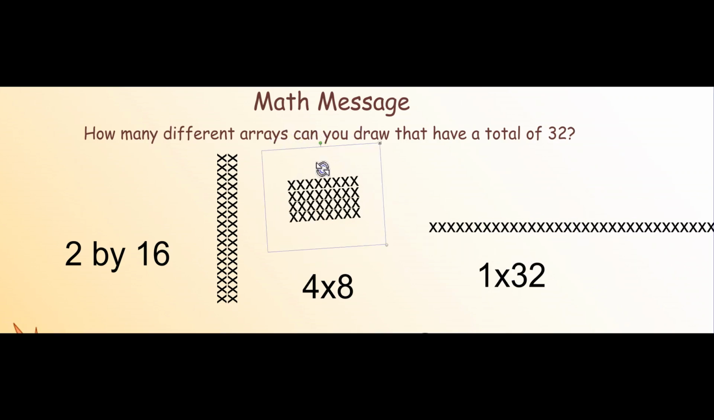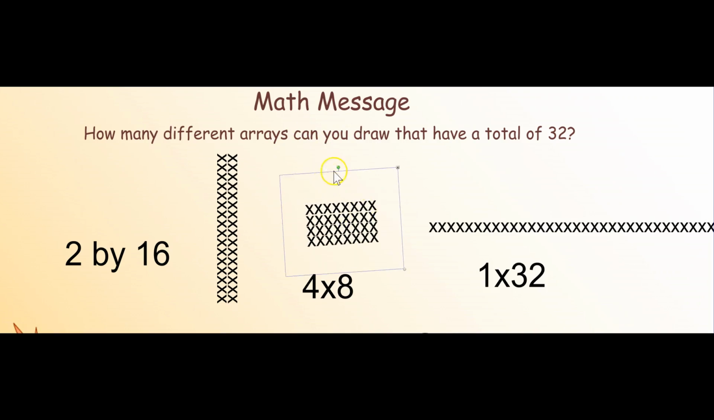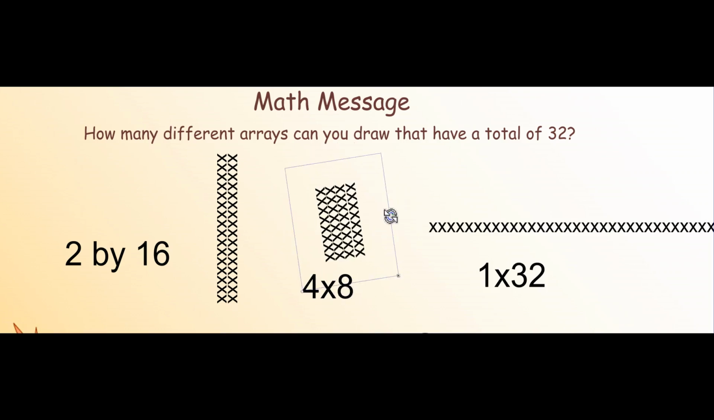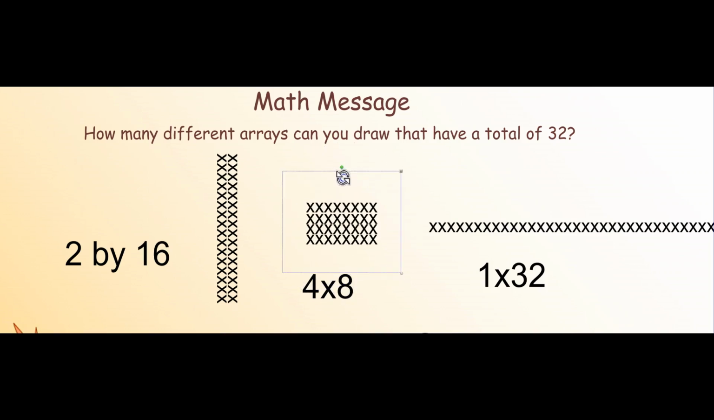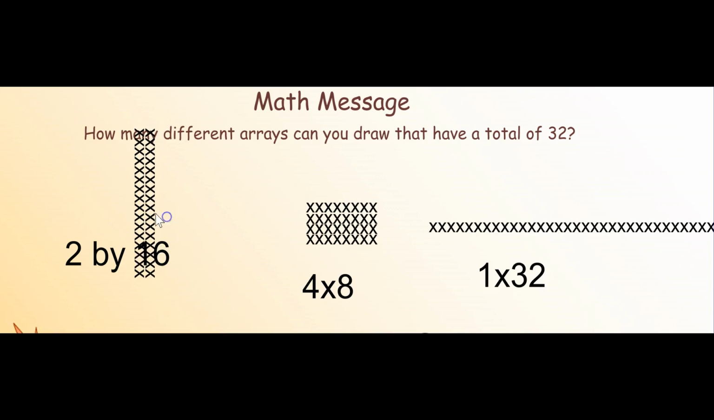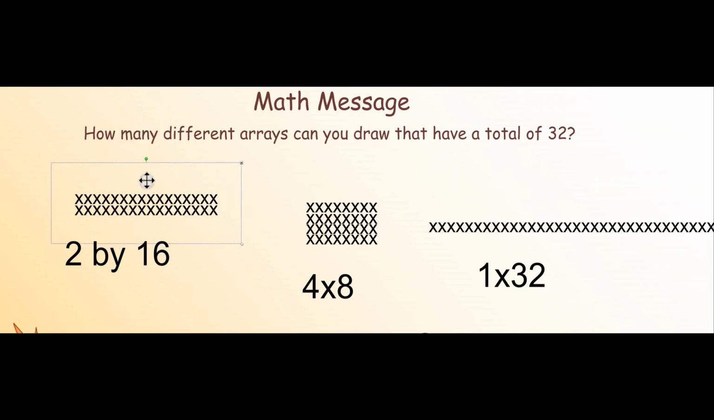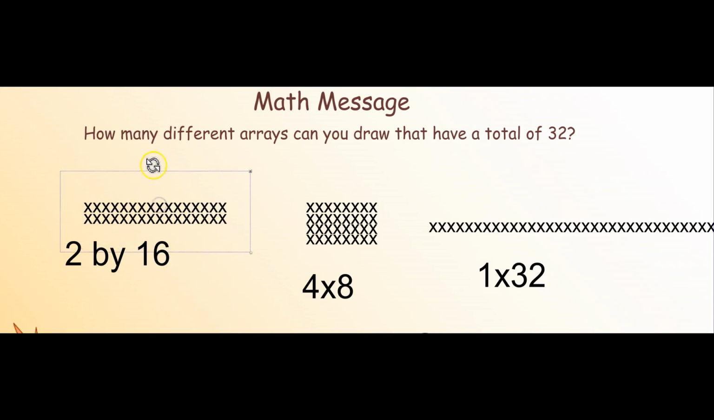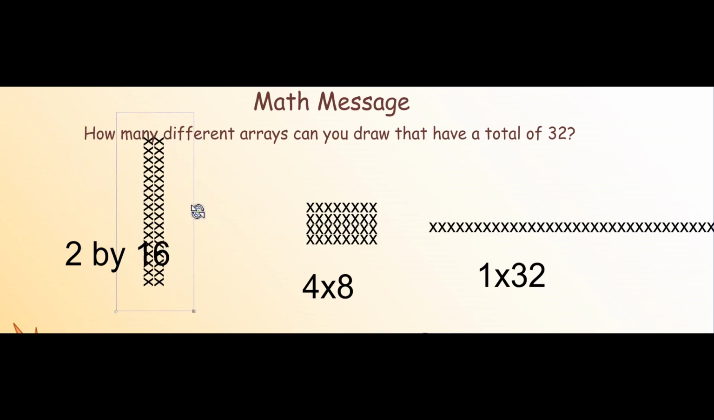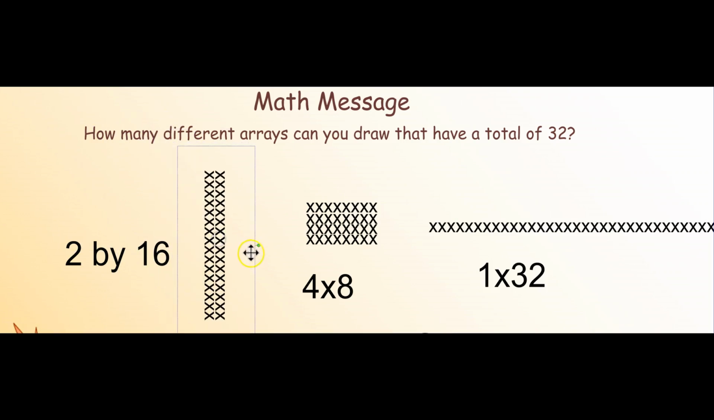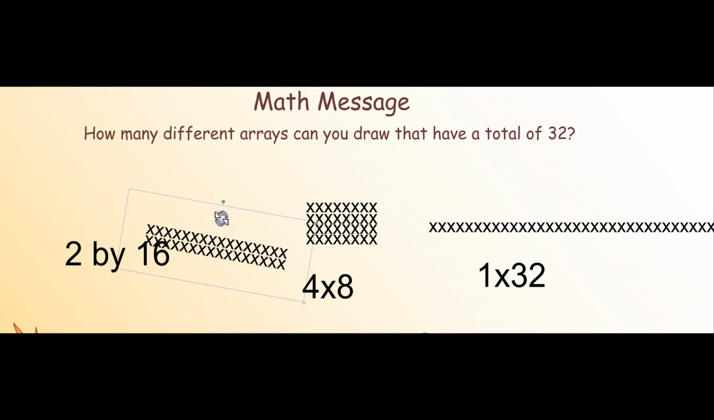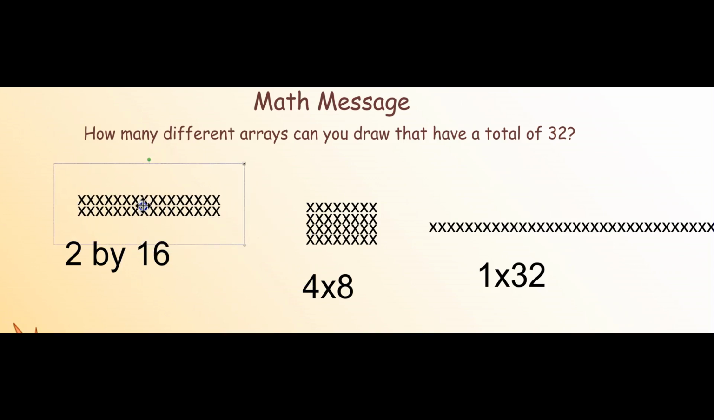This was 4 rows of 8. Turned on its side is 8 rows of 4. This array is 2 rows of 16, and turned on its side, 16 rows of 2. All 3 of these arrays have a total number of 32.